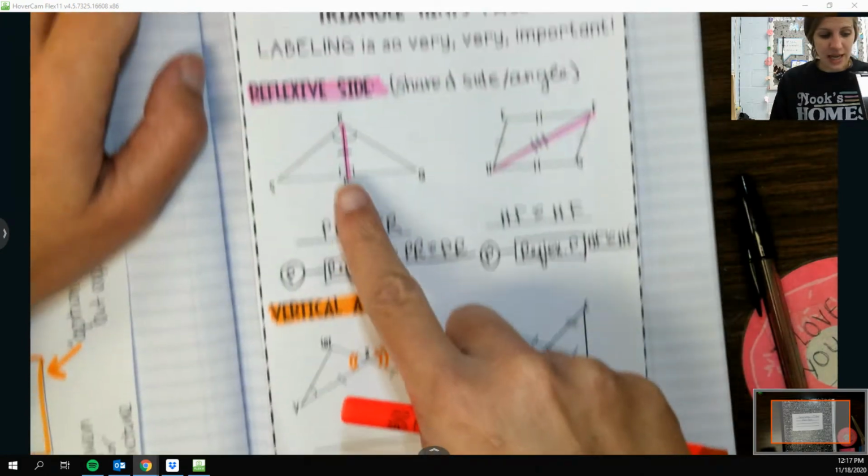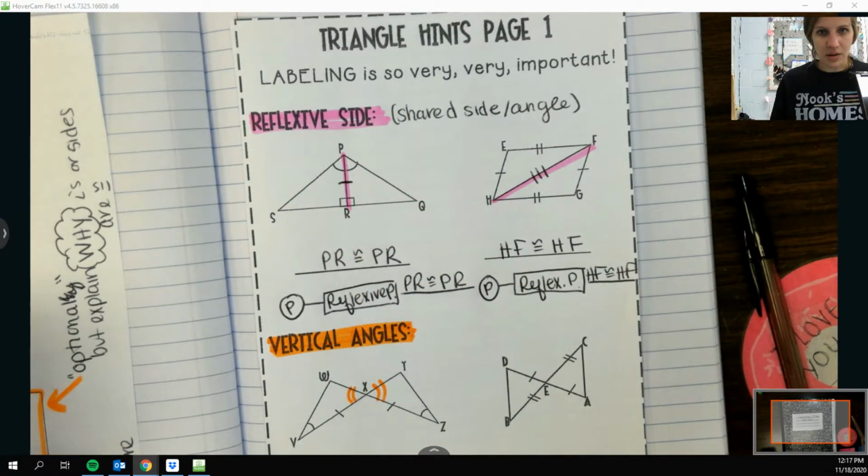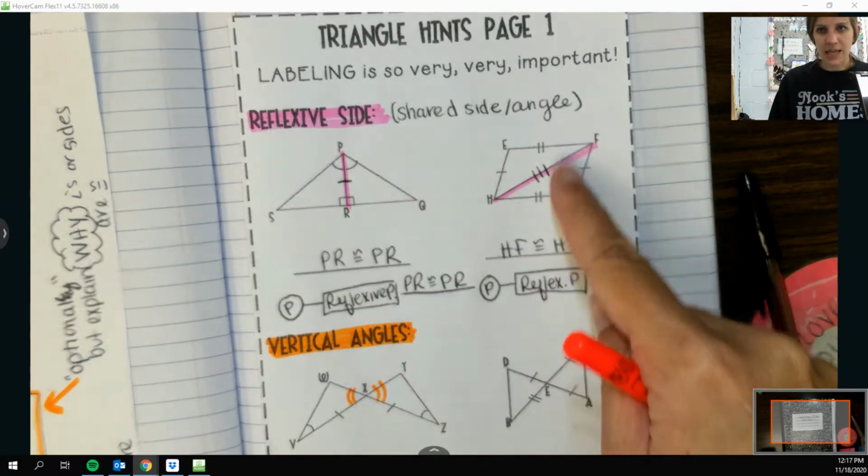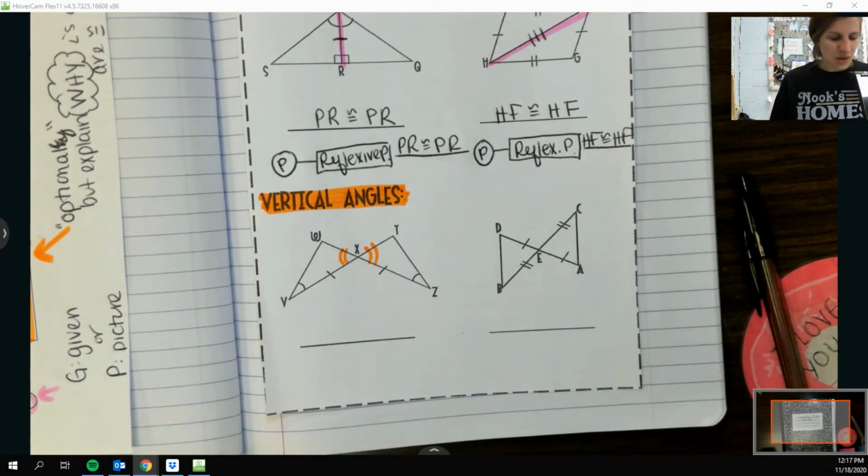And just as a quick aside, this one was also angle, side, angle. And this one was side, side, side. Just as a little practice there.